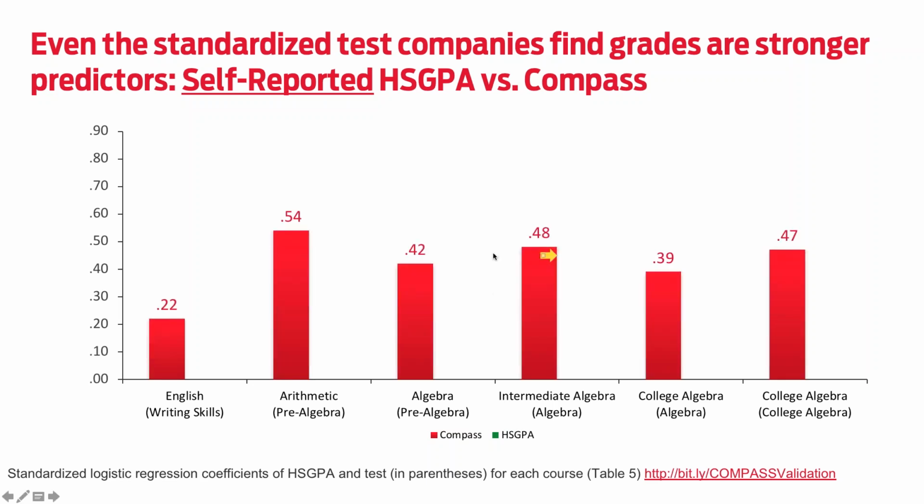So this is how well Compass predicts student performance across English, arithmetic, algebra, intermediate algebra, college algebra, based on the various tests. So the tests are in parentheses. So how well does it predict English?